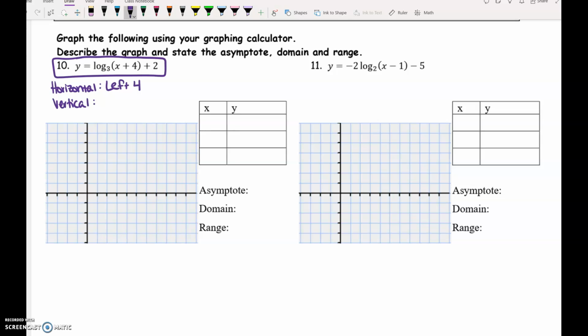left 4. Remember, horizontal movement is backwards, so plus actually means left. The +2 is going to tell us that the graph moves up 2, not 4, up 2. The asymptote and the domain are tied to this horizontal movement. So because the graph moved left 4, your asymptote is going to be at x equals -4.